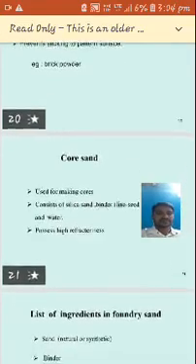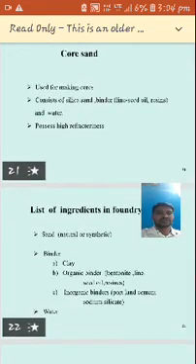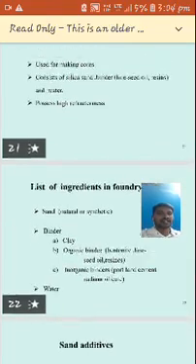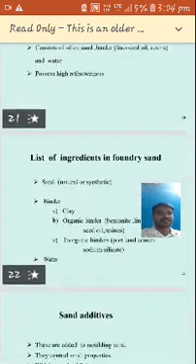And then next is core sand, used for making cores. It consists of silica sand, binders such as linseed oil and resin, and water. It possesses high refractoriness. That is about core sand.